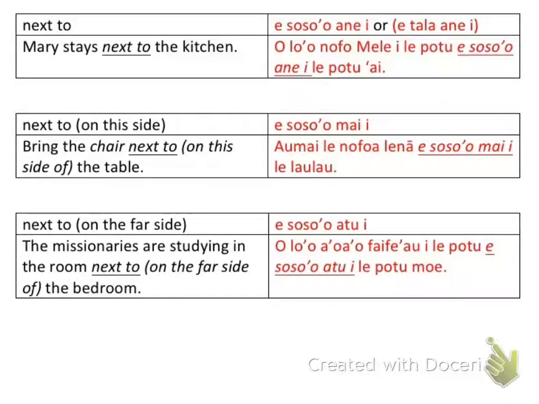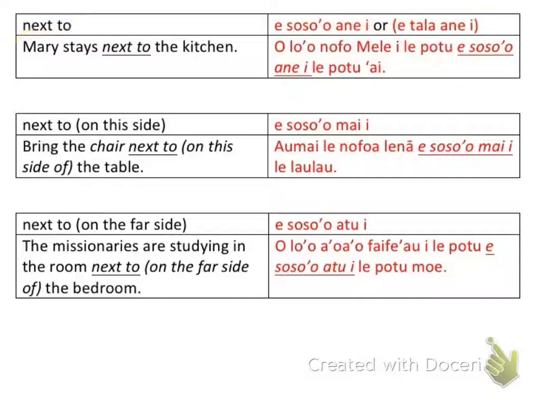Okay, so next two, I'm going to highlight these so that if you do need to go back, you'll know exactly when I'm talking. So I can say next to quite a few different ways. In this example, I'm going to say e sasoo ane i. You could also say e tala ane i. The way that I'm saying this is Mary stays next to the kitchen. And a way that I can say that is o lo'o nofo mele ile potu e sasoo ane ile potu ai. Okay, so sorry for that. It's o lo'o nofo mele ile potu e sasoo ane ile potu ai.